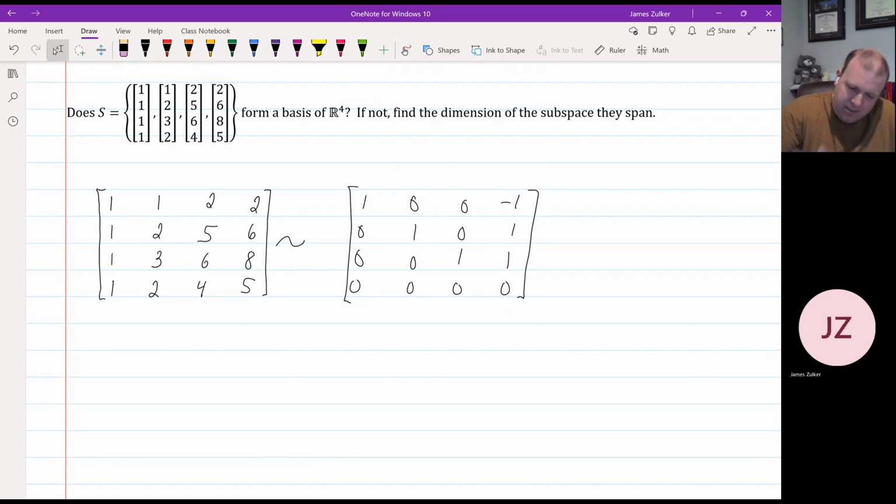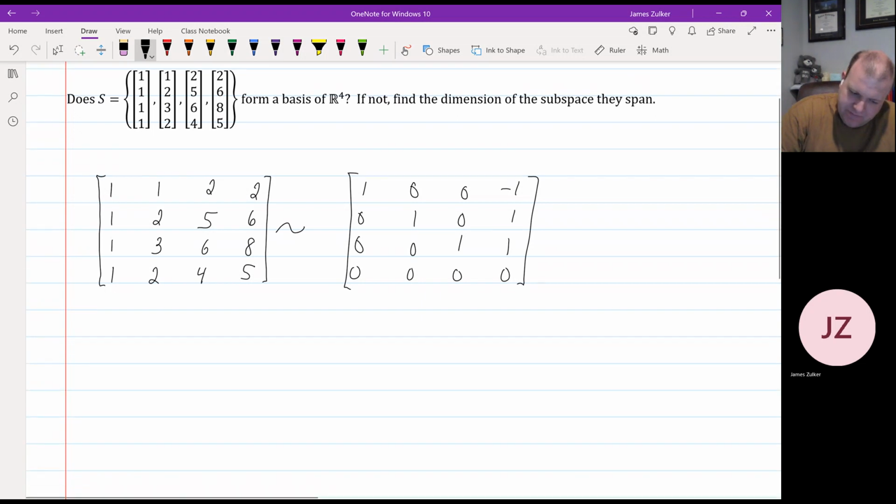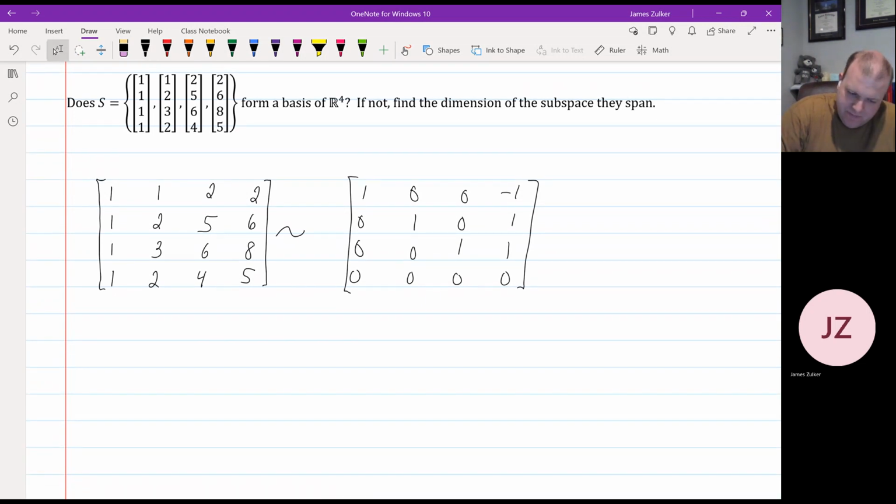So the first three vectors, what this is telling us, are linearly independent. Now, since these four vectors span a subspace, if we eliminate the last vector, those three vectors are still going to span the subspace. Hence, let's write this out.